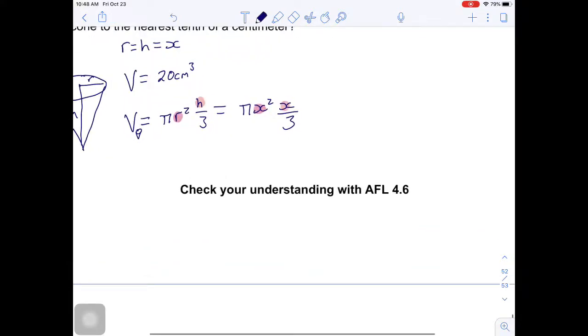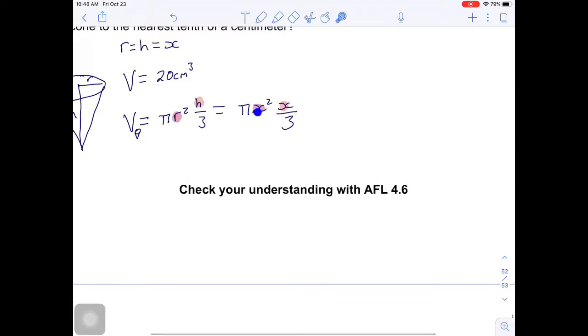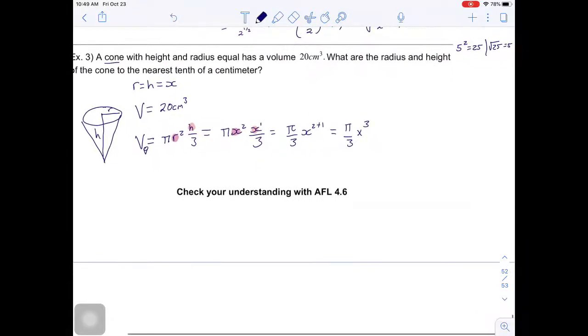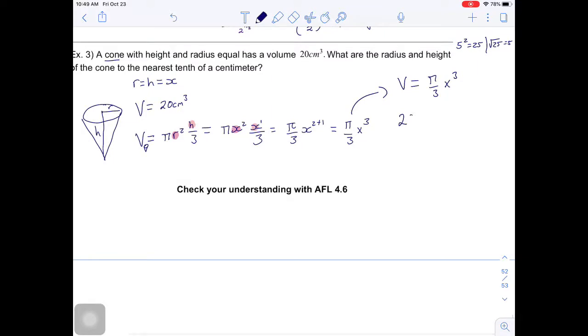And now from there, I can simplify. So I have two similar bases, and I'm going to add their exponents. So remember, this has an exponent of 1. So this will be pi over 3 times x to the power of 2 plus 1. So I can represent that as pi over 3 times x cubed. And now from there, we can solve this because our volume equals pi over 3 x cubed. My volume is 20 centimeters cubed, and that equals pi over 3 x cubed.